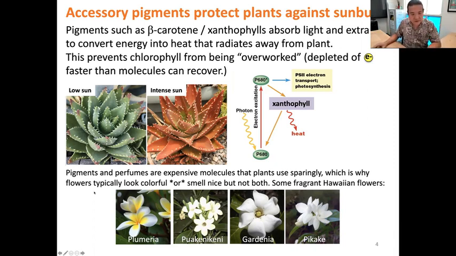So here are some examples of some local flowers that I think are quite fragrant, but the reality is when you look at them, they don't seem all that showy, right? So certain white plumeria, puakinikini, wonderful example. Gardenias, pikake, right? These are all examples of plants that evolved to choose investing their energy into making fragrances, complex scent molecules, rather than spending time making a lot of really, really bright, showy colors. Okay.